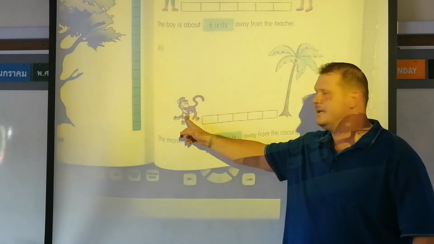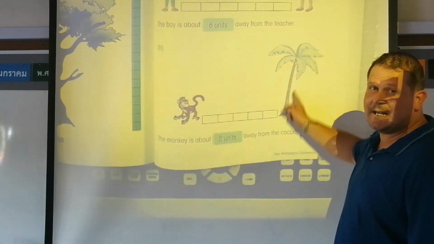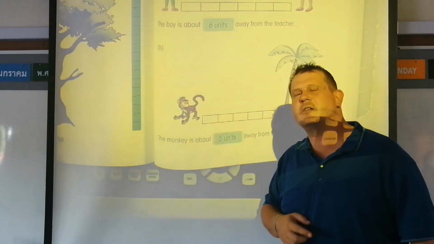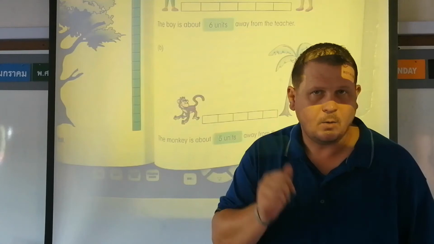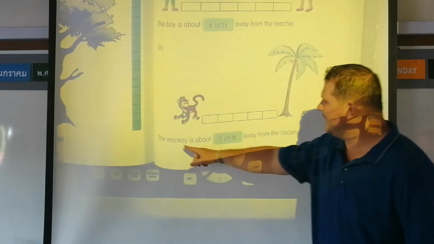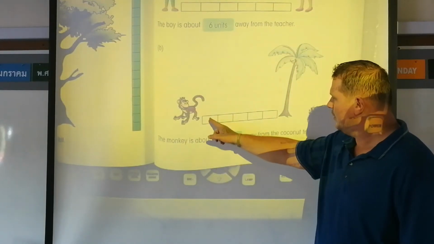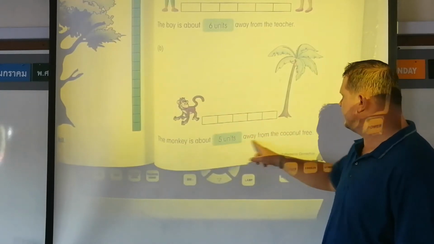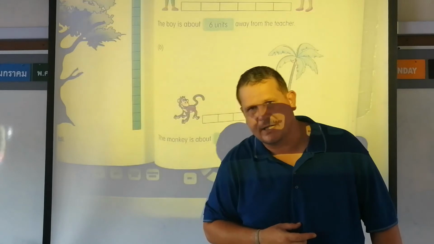We have a monkey and we have a coconut tree. Again, one little rectangle represents 1 unit. So the monkey is about 1, 2, 3, 4, 5 units away from the coconut tree.